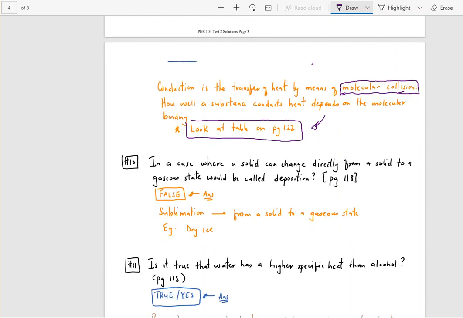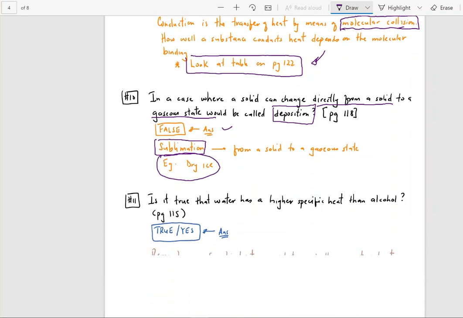Number 10, in a case where a solid can change directly from a solid to a gaseous state, will that be called deposition? The answer will be false. Deposition is where you go from a gaseous state to a solid state. In this case, we're going from a solid state to a gaseous state, which would be sublimation. An example of that would be dry ice.